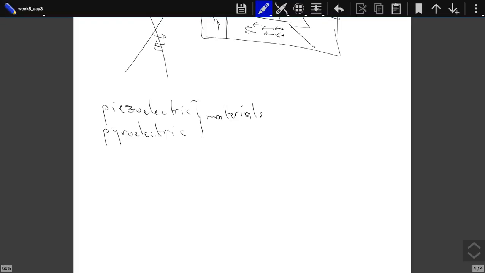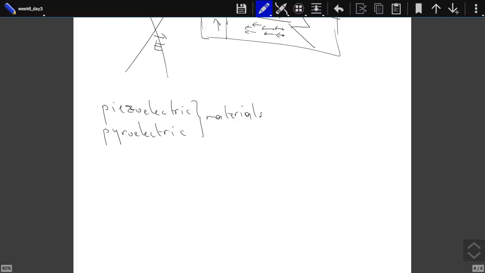So if you know how much you move your tip to keep the current constant, you know the variation of the height on the surface. And to control this vertical motion of the tip, you use a piezoelectric material. You apply some electric field to the piezoelectric material, it changes its size, so you can control the tip. That's another application of the piezoelectric materials.